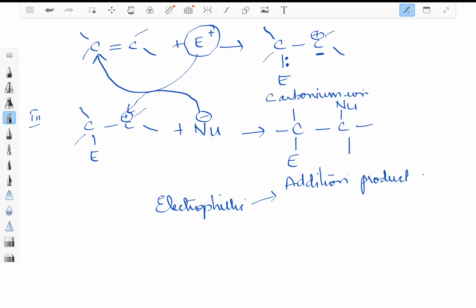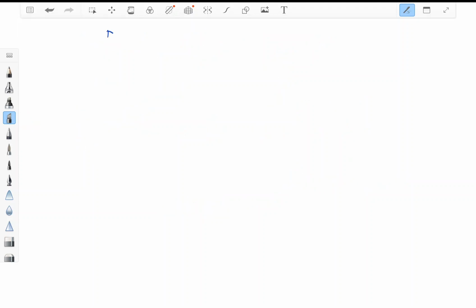Now we'll begin with the Markovnikov orientation. See, Markovnikov is a Russian scientist who has given an important understanding of how the addition reaction will be conducted in those alkenes which are unsymmetrical. So basically, it's called Markovnikov's orientation.